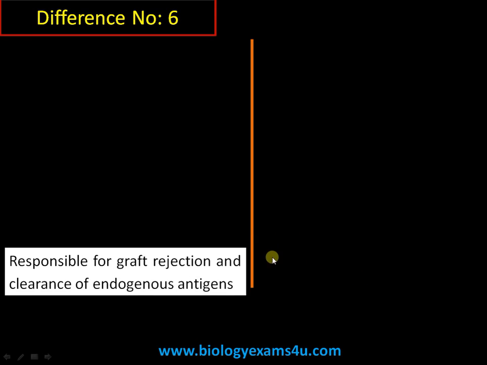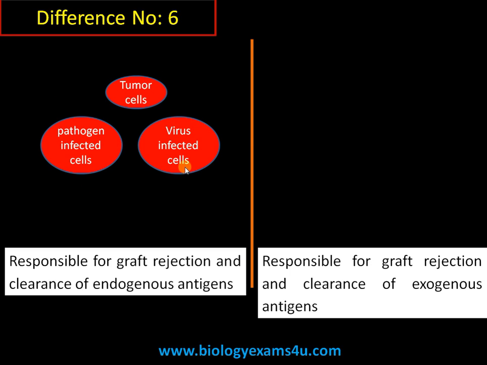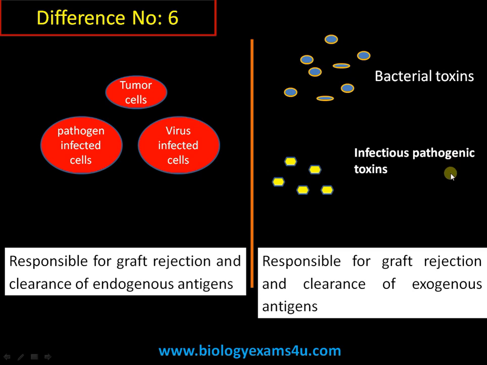Difference number 6. MHC class 1 is responsible for graft rejection and also clearance of endogenous antigens. The TC cells will clear out all these infected cells by creating pores on the membrane using perforins, and also a digestive enzyme called granzymes will ultimately eliminate these cells from the system so that the surrounding cells are protected. Whereas MHC class 2 is responsible for graft rejection and clearance of exogenous antigens like bacterial toxins, viral toxins, etc., or infectious pathogenic toxins that will be cleared out by MHC class 2 in association with T helper cells.